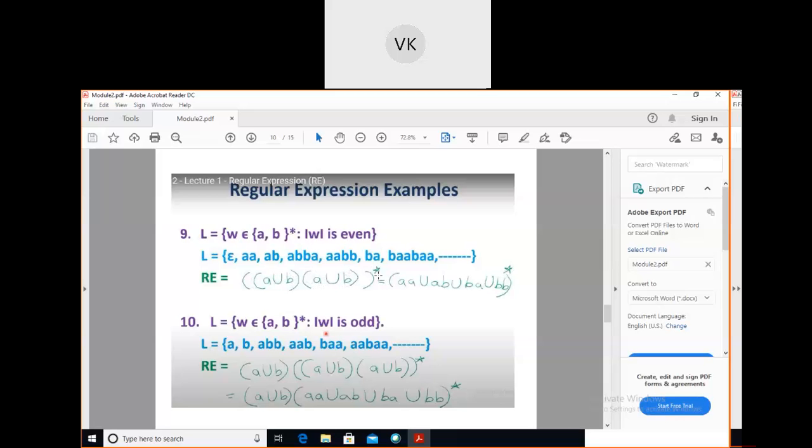2 raised to star: the value of star may be 0, and if it is 0, epsilon. If it is 1, 2 times. If it is 2, 4 times. If it is 3, 6 times. If it is 4, 8 times. Or any combinations of A and B. Don't worry about the combinations of letters. Only I am going to concentrate on the number of letters.